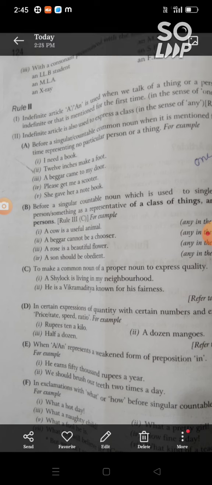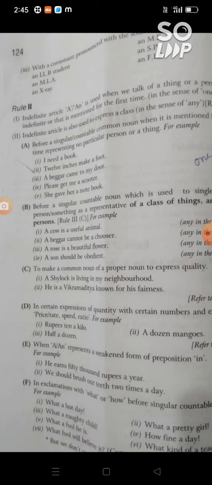When do we use the article a and when do we use an? An is used before vowel sounds, with countable singular nouns. And a is used before consonant sounds, with singular countable nouns. Now I am saying the second rule. In the sense of one means the article doesn't refer to a particular person, place or anything. In the sense of one, we use a and an here.